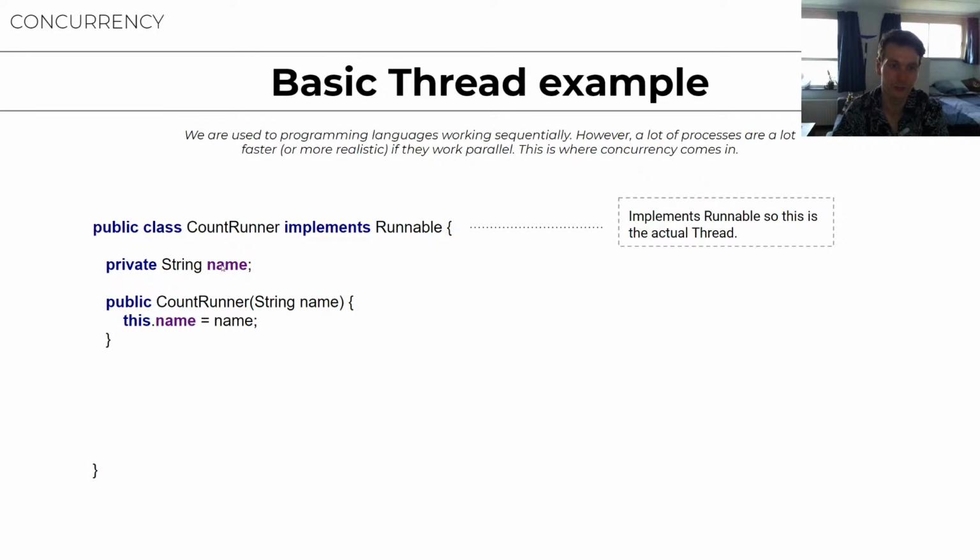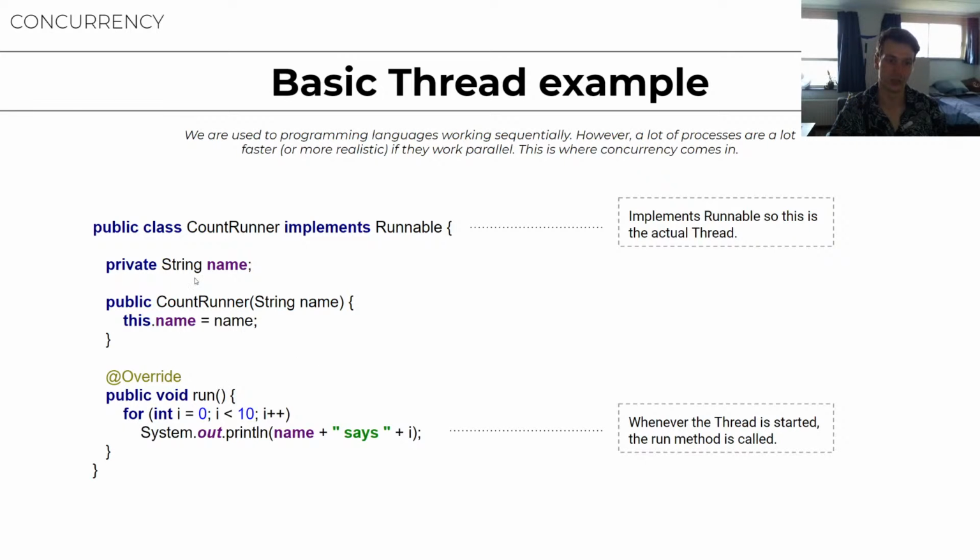I made a count runner that counts from 1 to 10 and it gets a name. So for example, this one has to count from 1 to 10 and print the name says and then the number. If I would run this without concurrency, so not using threads, and I would run two count runners, then it would do one count runner first and then the other count runner second.